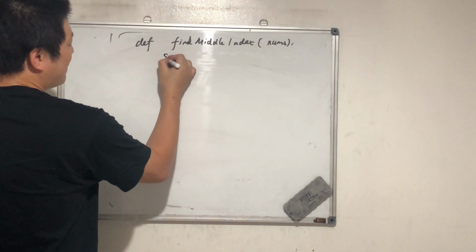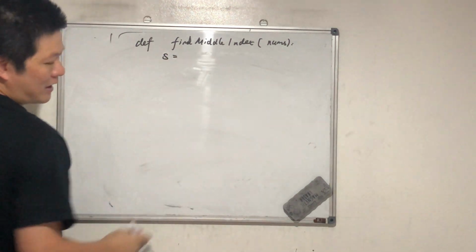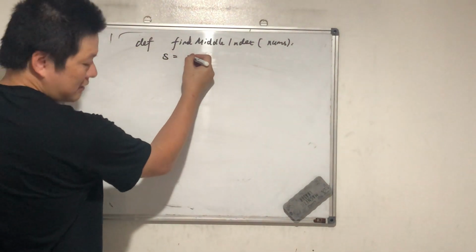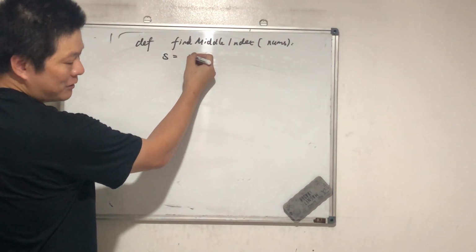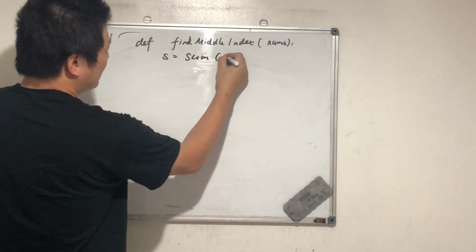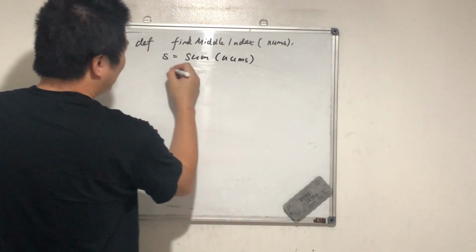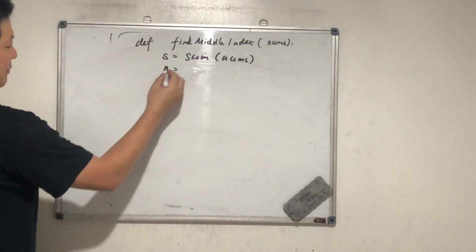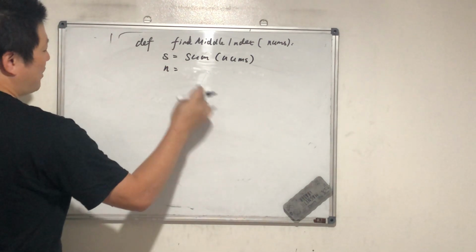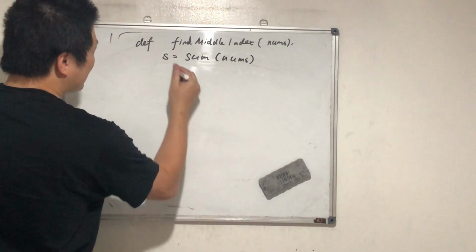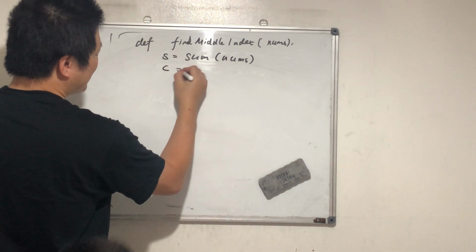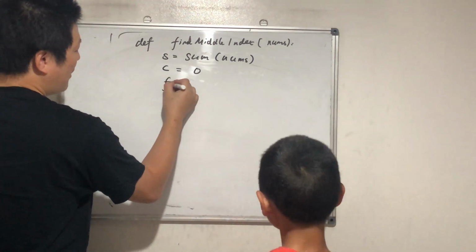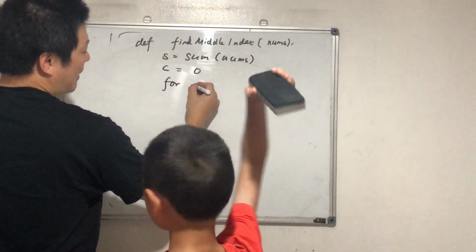Okay, so now we use the sum. How do we calculate the sum of all the numbers? Use which function? Sum, S-U-M, of nums. And then n will be the length. Do we need the n? Probably we don't need the n. Let's do it. We use c to compute the current sum, equals 0. For what?